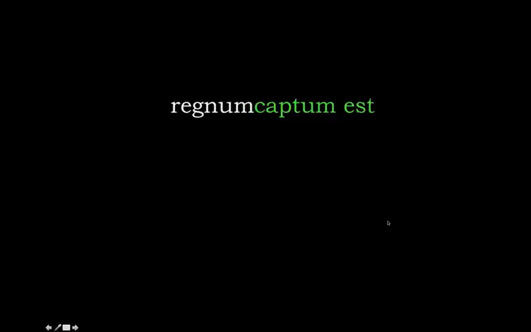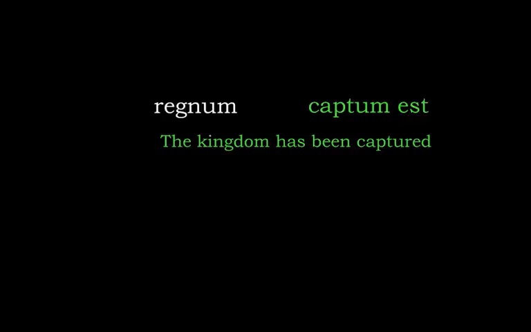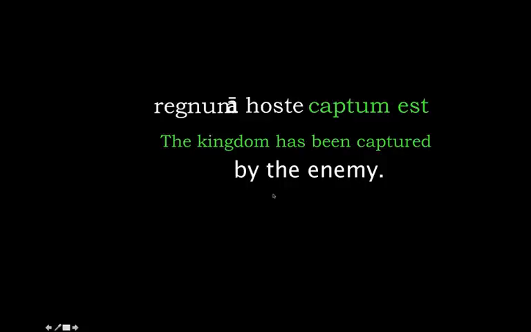And finally for the neuter. Regnum captum est. The kingdom has been captured. And we can also add the agent in, ab hoste, by the enemy. So if I were to change this plural now, regnum would change to regna because it's neuter. Ab hoste would stay the same. Captum would change to capta. And then est would change to sunt.